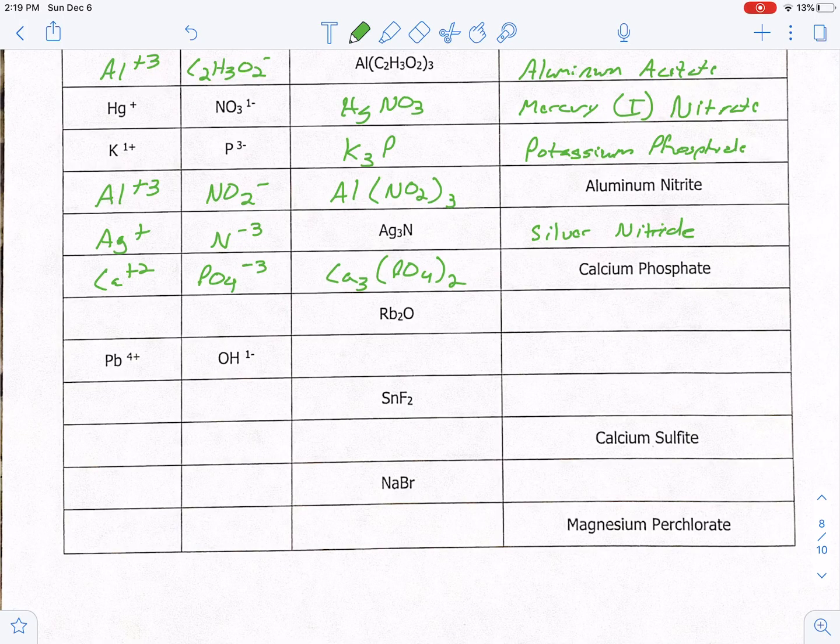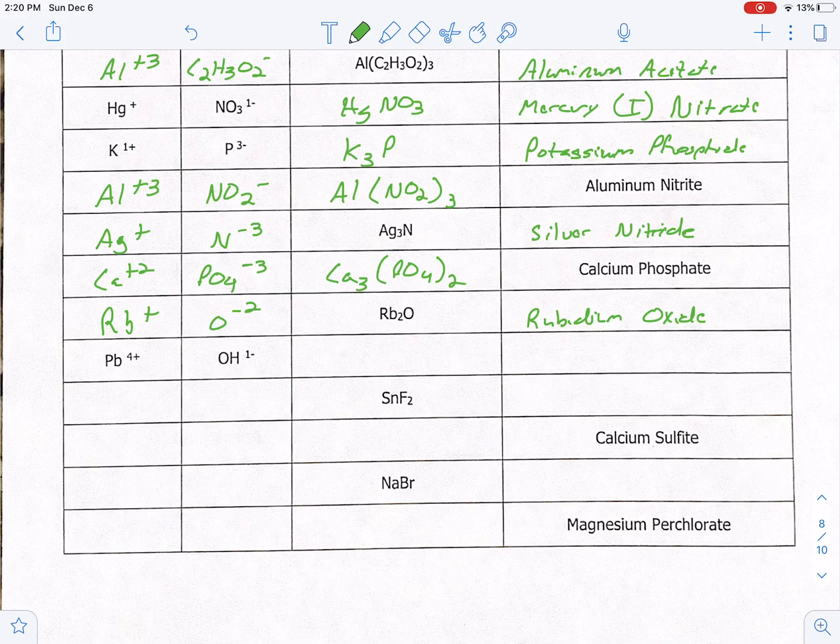Okay, Rb2O, O with a -2 charge. And you look up Rb on the periodic table, Rb with a +1. So it is not balanced, so I'm going to do the crisscross. Well, I already did it in the formula, so we just have to spell it out. So it's going to be rubidium oxide.